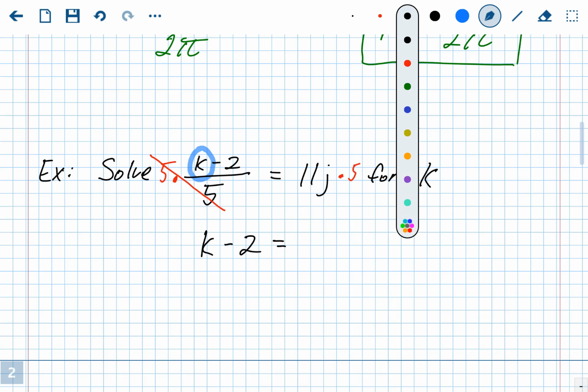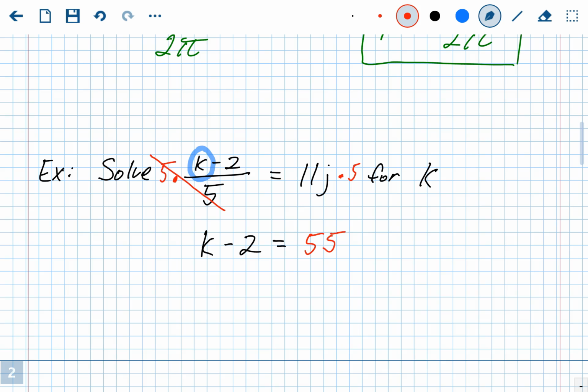And on the right side, 11j times 5. You're allowed to multiply terms that aren't like terms. Okay, you can multiply 5 times 11j. You would just multiply the numbers together. 11 times 5 is 55. And then j just hangs out.